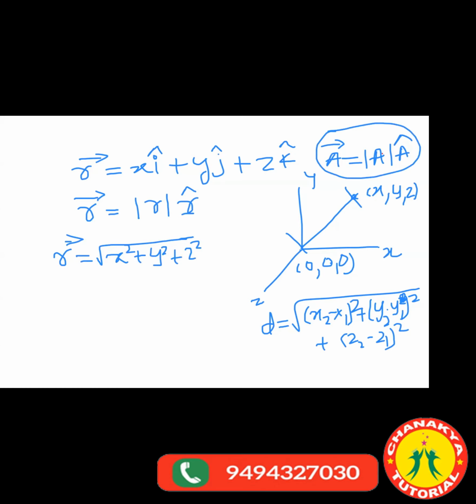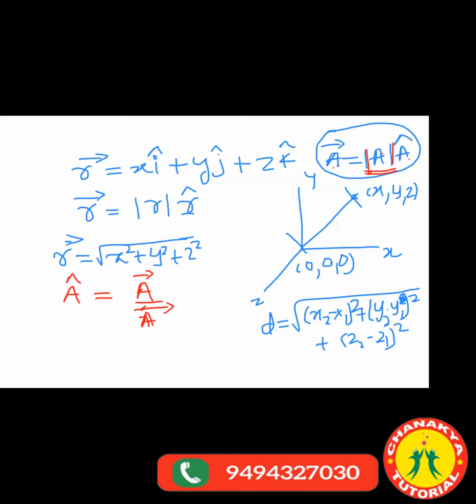how do you write the unit vector? Unit vector is nothing but the vector divided by its magnitude. Because A is equal to magnitude of A into A cap, then A cap will be the A vector divided by magnitude.